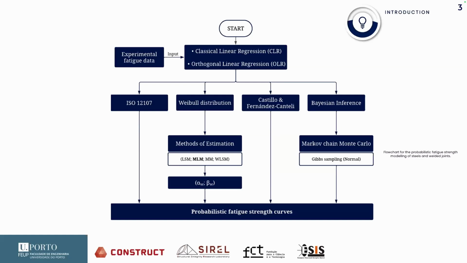We use the two-parameter Weibull distribution, which is also applicable to modeling lifetime data and for reliability analysis. The method of estimation for the two-parameter Weibull distribution, because it has two parameters, which are the shape and scale parameters, was the maximum likelihood method. And we also applied the Castillo and Fernandez-Canteli model, which is a non-linear model usually applied for the ice cycle fatigue regime, and a Bayesian inference with the Markov chain Monte Carlo simulation using normal distribution as a prior distribution.